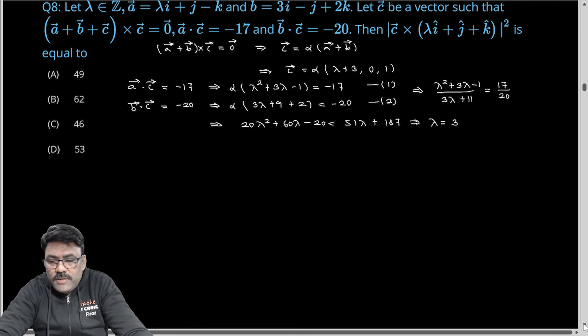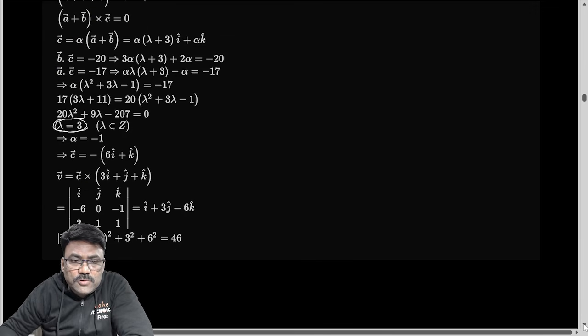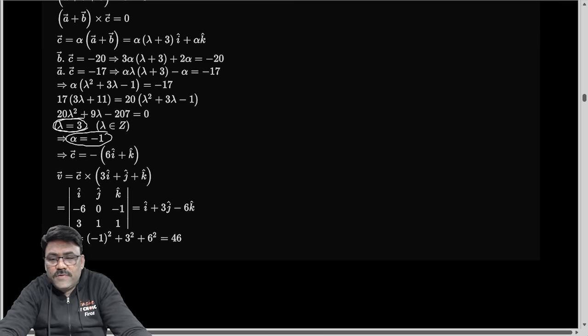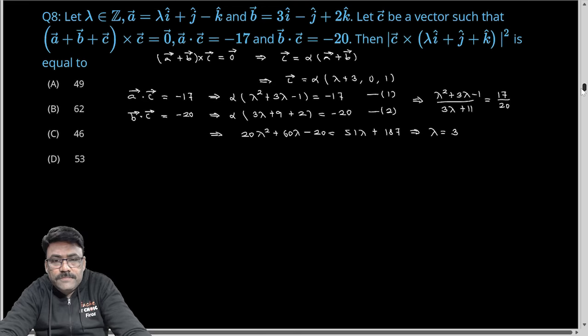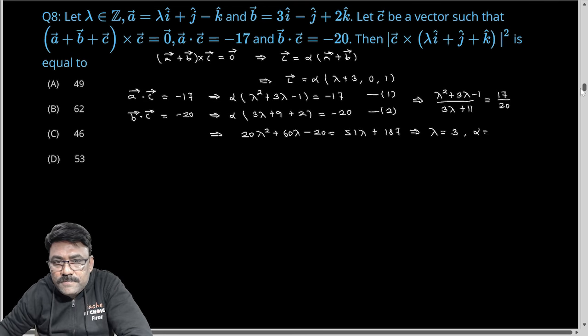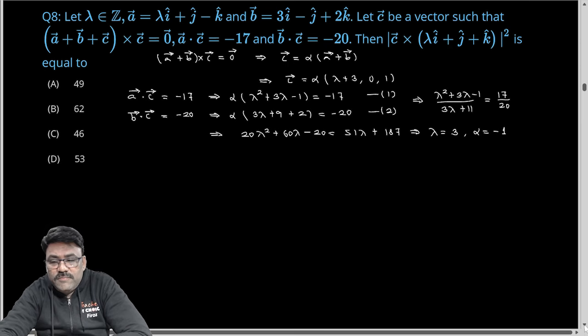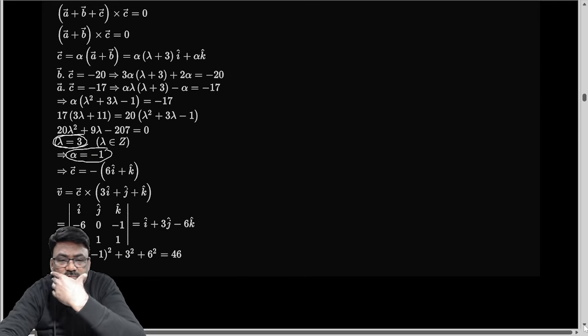And as soon as you get lambda, you can easily get alpha. Just put the value of lambda in any one of the two equations, either in 1 or in 2, so you will get alpha also. Alpha is minus 1. So lambda is 3, alpha is minus 1, as you can see here.